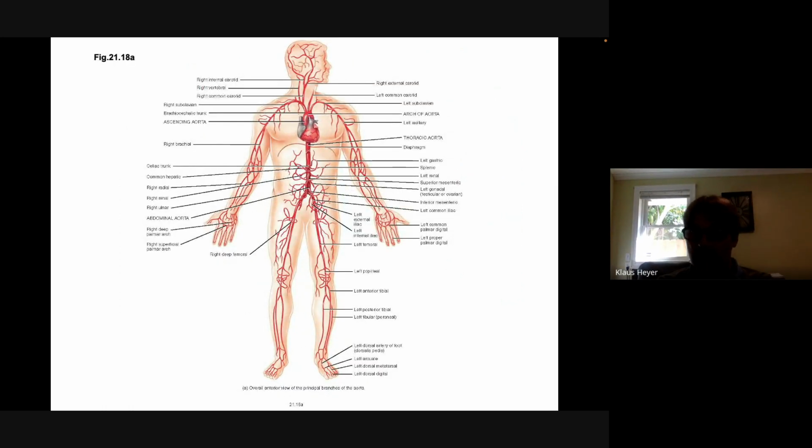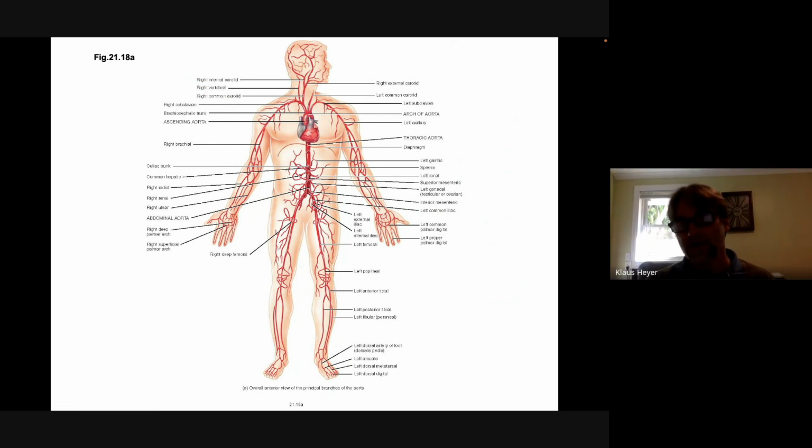Here's all the arteries going out, right? So there's your aorta. We talked about this in lab. This is the one that starts with a B. Well, you can see them, brachiocephalic. And then that splits into your carotid and your subclavian. Here's your other carotid, and here's your other subclavian.